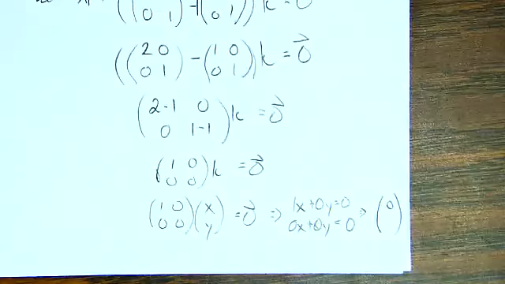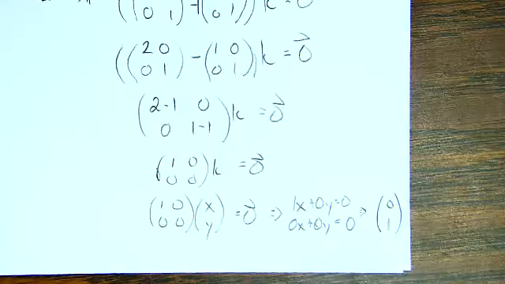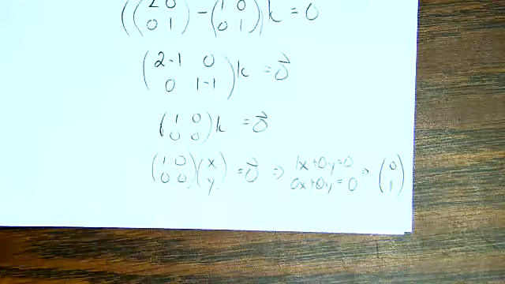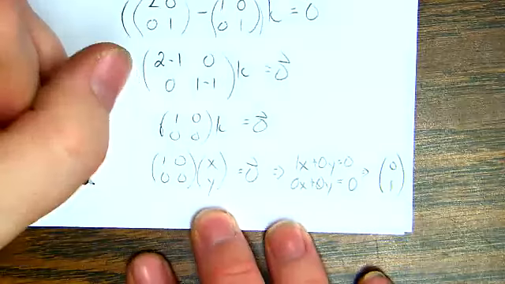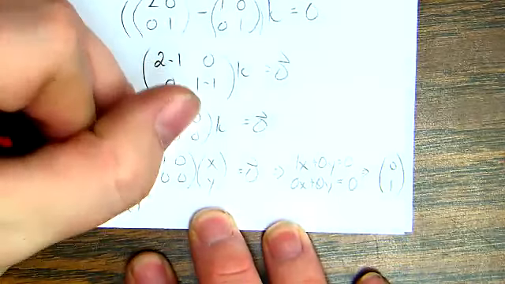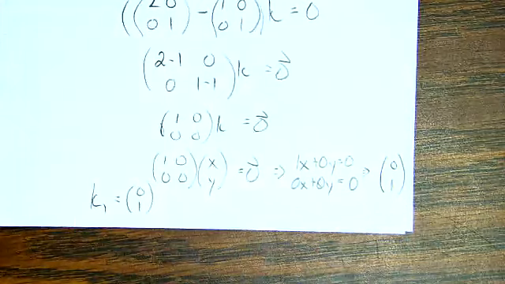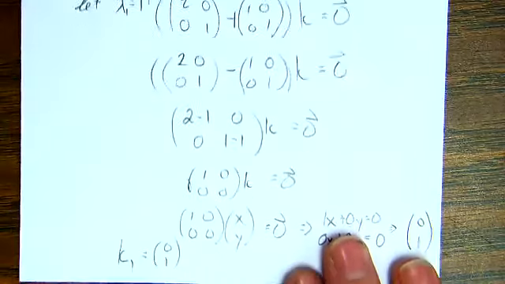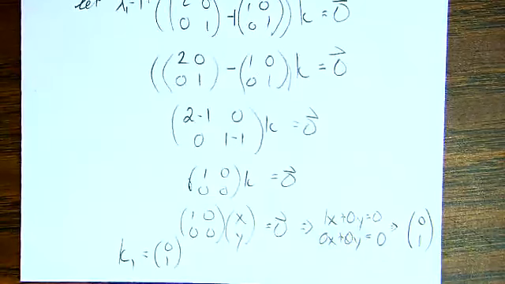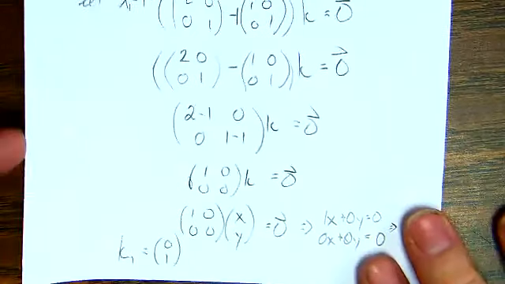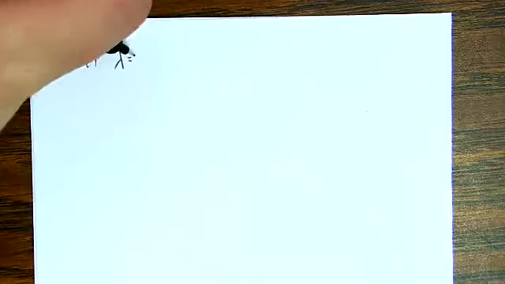If we can choose any number for y, keeping in mind we can't choose the 0 vector, I'm just going to let y be equal to 1. And what we have is the eigenvector associated with the eigenvalue of 1 is the vector 0, 1. That was only one of them. So now we choose the other one.